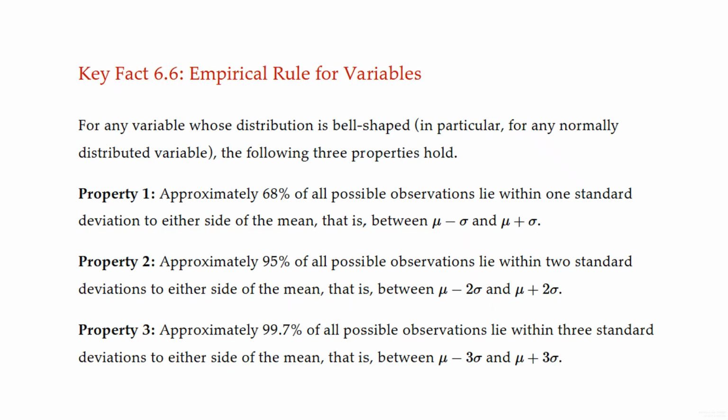These properties are referred to collectively as the empirical rule. And we can apply the empirical rule, and we'll find that for any variable whose distribution is bell-shaped, in particular a normally distributed variable, approximately 68% of the data will fall within one standard deviation of the mean, 95% of the data will fall within 2 standard deviations of the mean, and 99.7% of data will fall within 3 standard deviations of the mean. So it's a rule of thumb for seeing how data spreads around the mean in a bell curve.